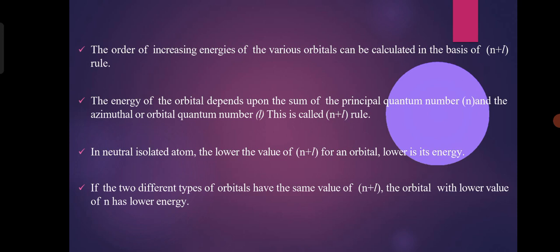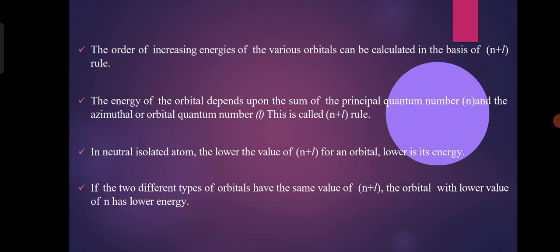The order of increasing energies of the various orbitals can be calculated on the basis of the n plus l rule. The energy of the orbital depends upon the sum of the principal quantum number n and the azimuthal or orbital quantum number l. This is called the n plus l rule.